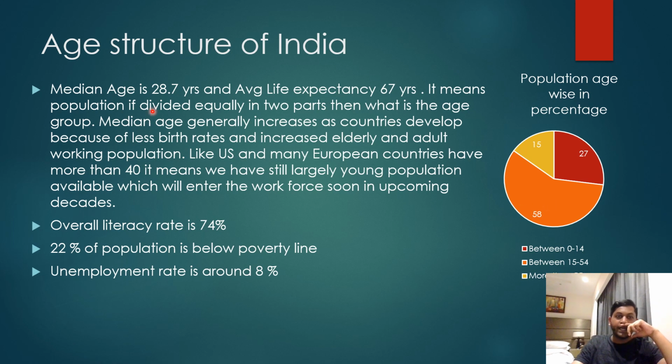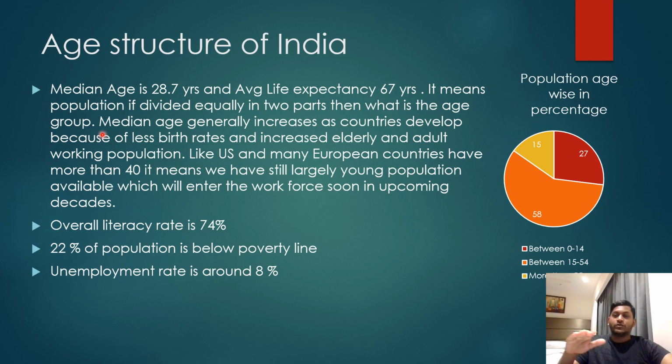Okay, so median age is around 28.7 and average life expectancy is 67 years. Now what this median age indicates, it means population if divided in two parts, then what is the age group? Median age generally increases.